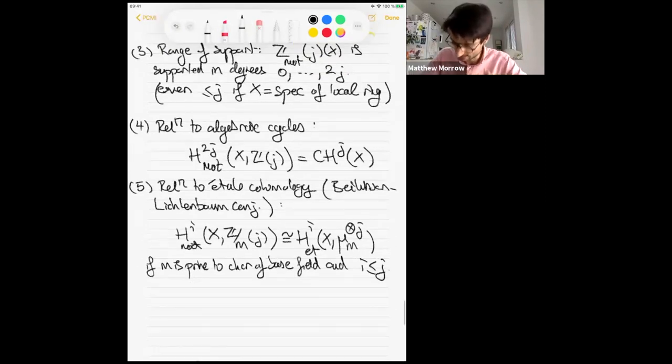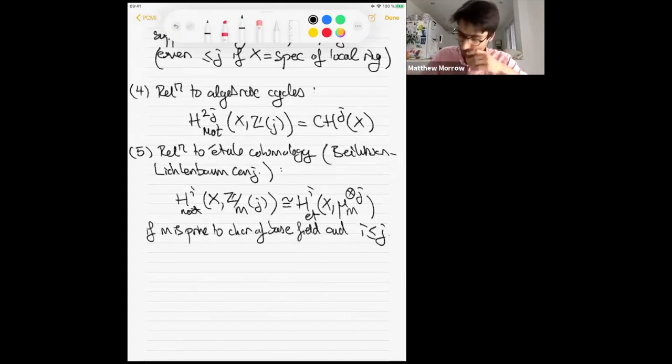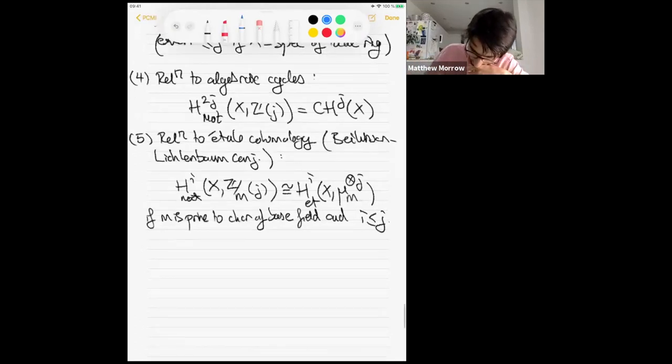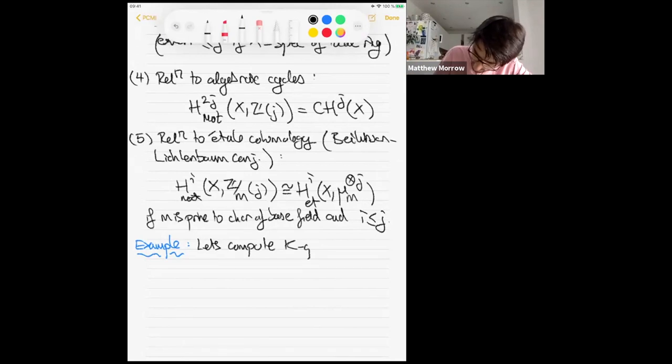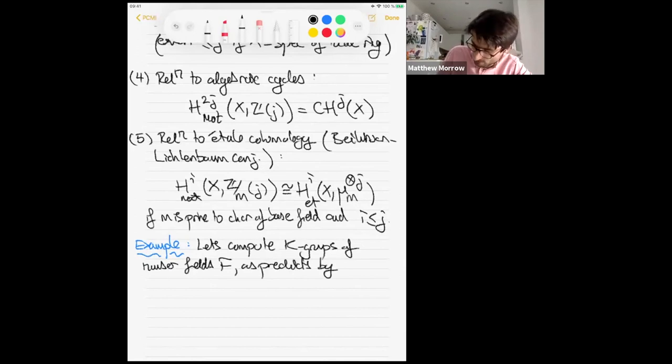And so let's do a calculation with that to see what that really gives us in practice. I mentioned a moment ago the conjecture of Lichtenbaum and Quillen about K theory of number fields. So let's make that precise now. Let's compute K groups of number fields F, as predicted by Lichtenbaum and Quillen.